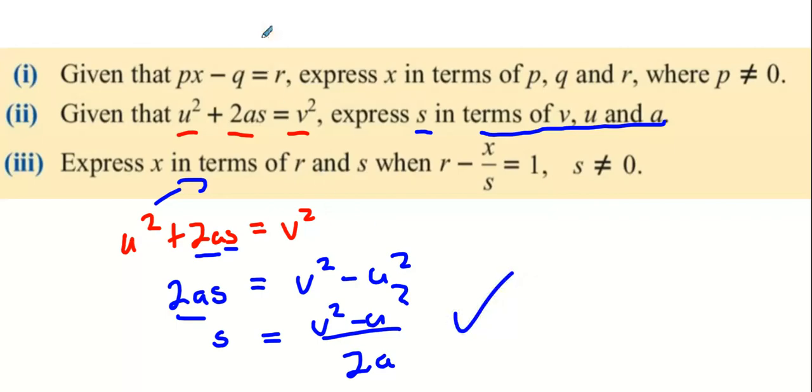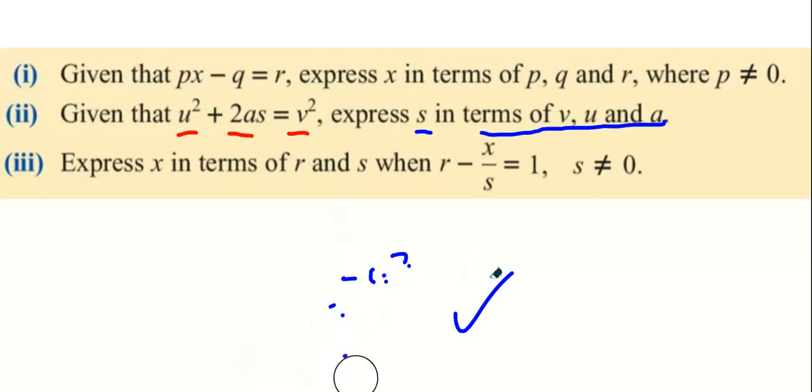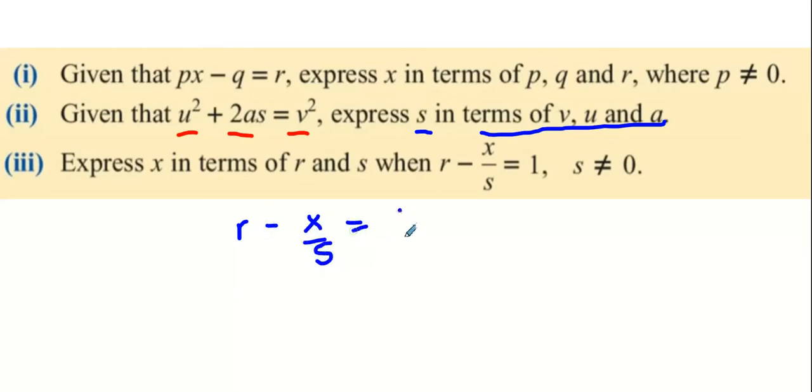Done. Last question. Express x in terms of r and s, where r minus x over s equals 1. Get a common denominator, which is s. Put an s on the bottom, s on the top. An s on the bottom, and s on the top. Now they all have the same denominator. You're left with sr minus x equals 1s.